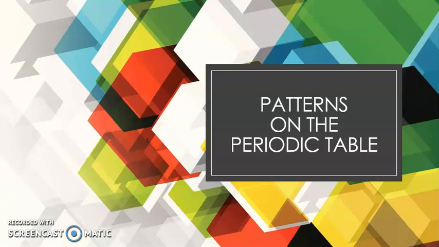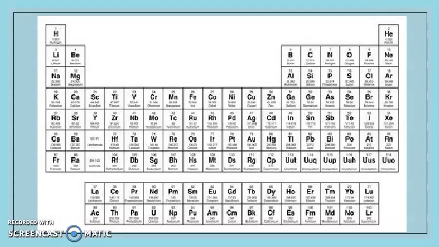Now, since we've been learning about the periodic table, I think it's really important to understand that the word periodic means repeated in a pattern. If we look at the organization and the properties of the periodic table, we'll see that a lot of these properties get repeated in a pattern.